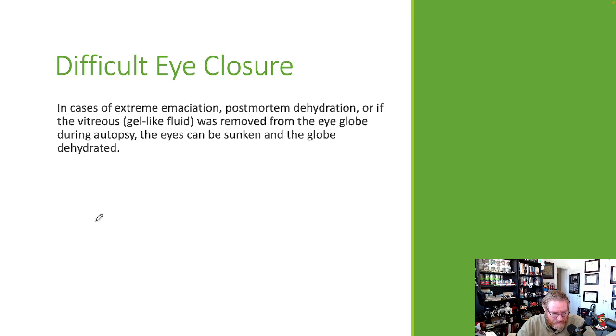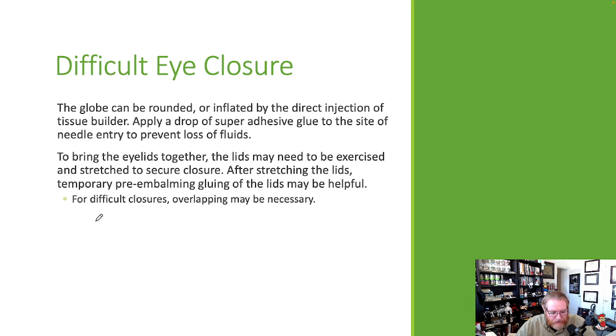In cases of extreme emaciation, postmortem dehydration, or if the vitreous was removed from the eye globe during autopsy, the eyes can be sunken and the globe dehydrated. The globe can be rounded or inflated by direct injection of tissue builder. I've already talked about that. And then you could use some super glue to prevent any further loss of fluids.